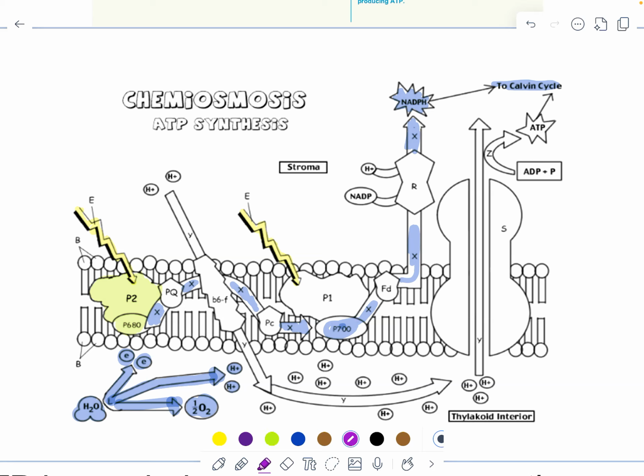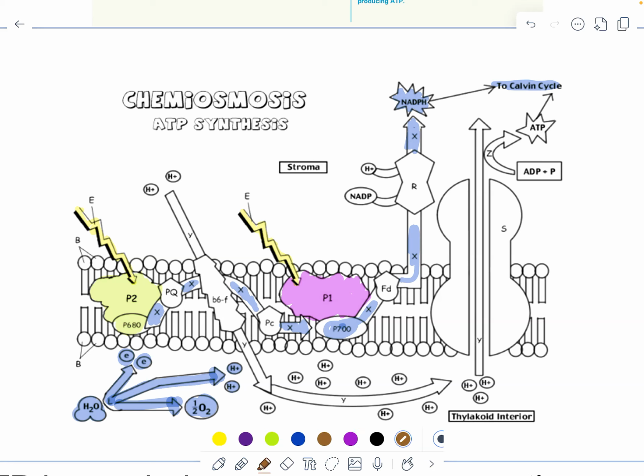And then here's photosystem 1 over here. You can see that this is photosystem 1, energizing the electron as well, okay? Now, what do we do with that energy in the electron?